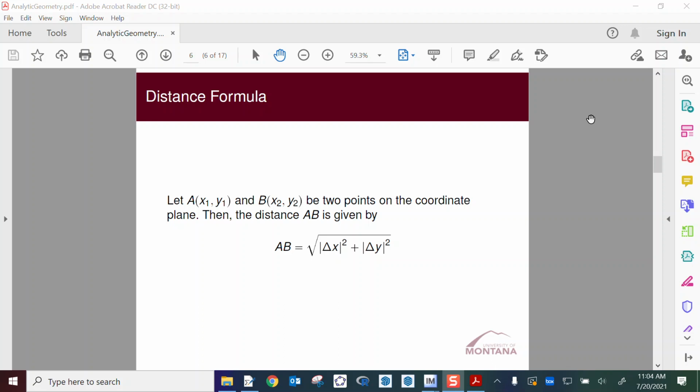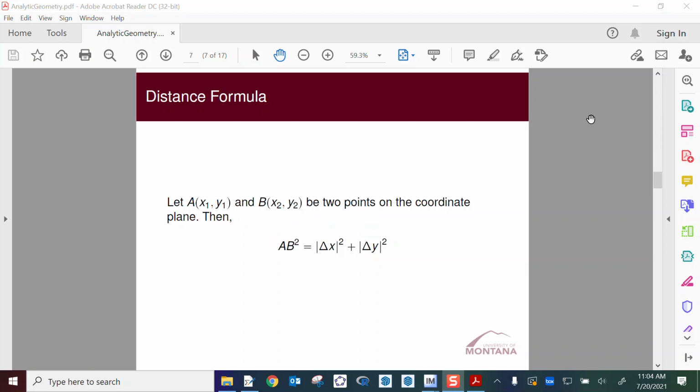Sometimes we see those differences in x's called delta x's and differences in y's called delta y's. But if we undo the square root, if we square both sides, this is what we see. And of course, this is where the formula comes from. I hope that you recognize that that looks vaguely familiar to a square being equal to the addition of two other squares, which is, of course, the formula template for Pythagoras.